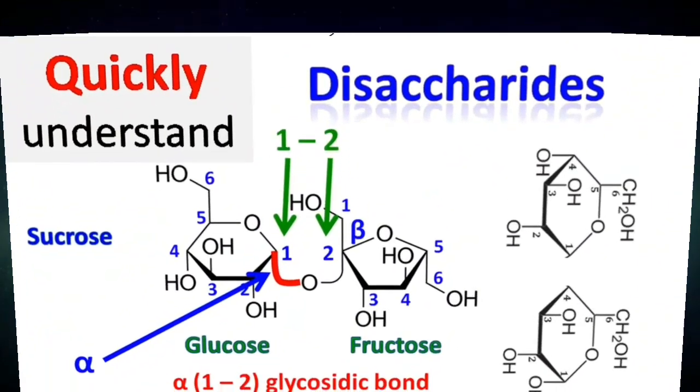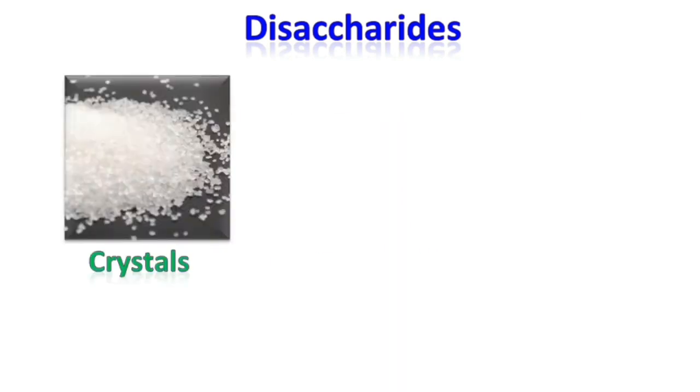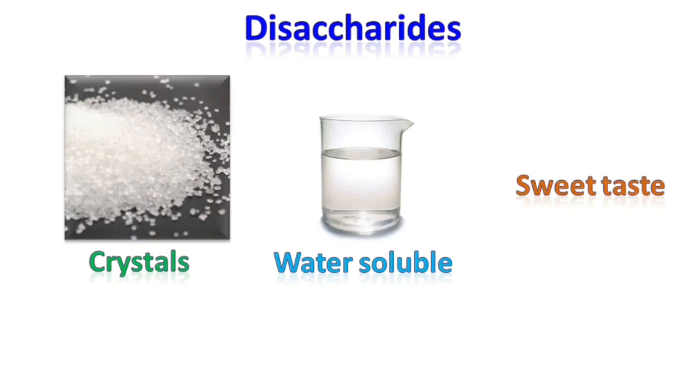Let's talk about disaccharides. The most common oligosaccharides found in nature are the disaccharides. The disaccharides consist of 2 monosaccharide units linked together by a glycosidic bond. The disaccharides are crystalline, water-soluble, and sweet in taste.